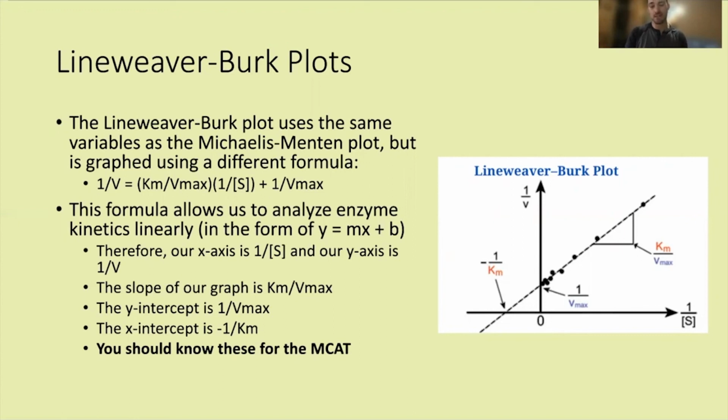So our x-axis, because of this formula, is going to be 1 over the concentration of the substrate, and the y-axis is going to be 1 over the speed, the reaction rate. So the slope of our graph is going to be Km over Vmax. The y-intercept is going to be 1 over Vmax, and the x-intercept is going to be -1 over Km. And you should definitely know those formulas for the MCAT.